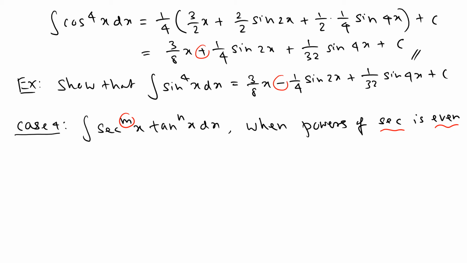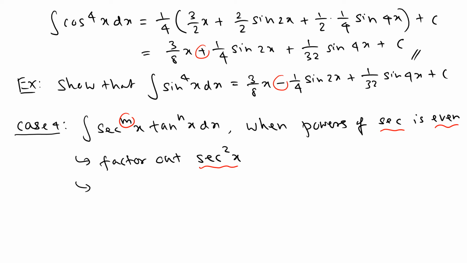So these are the steps. We factor out secant squared x. That's very important, and that's why I say you need the even power. You factor out secant squared and then use a substitution.